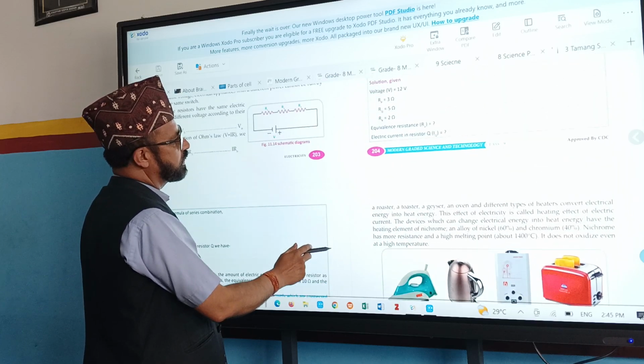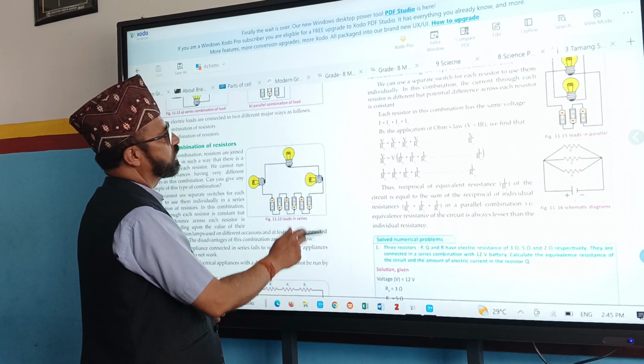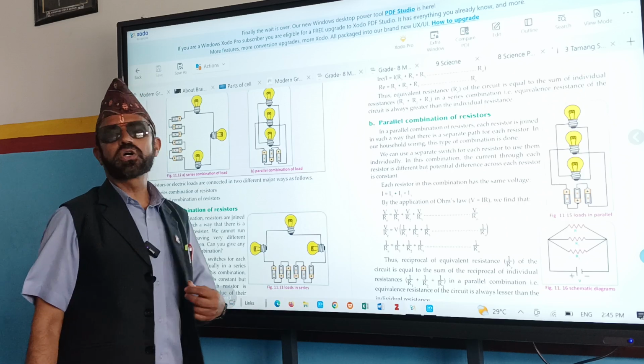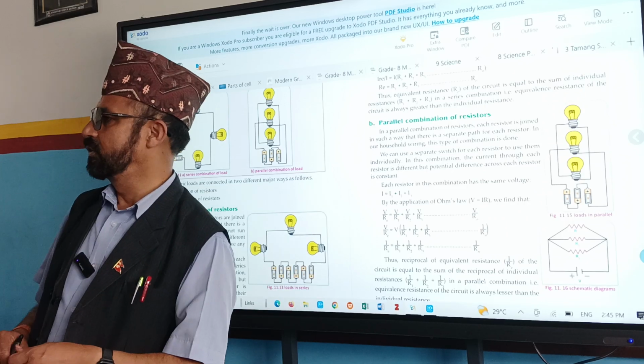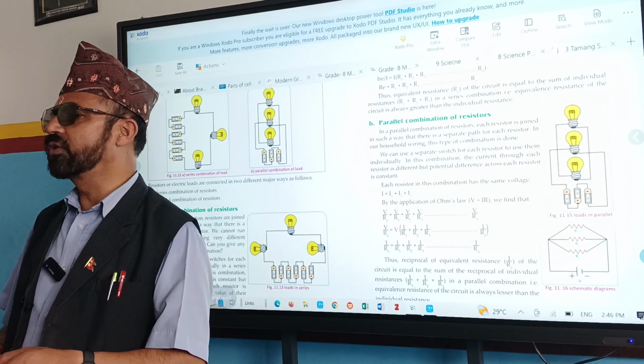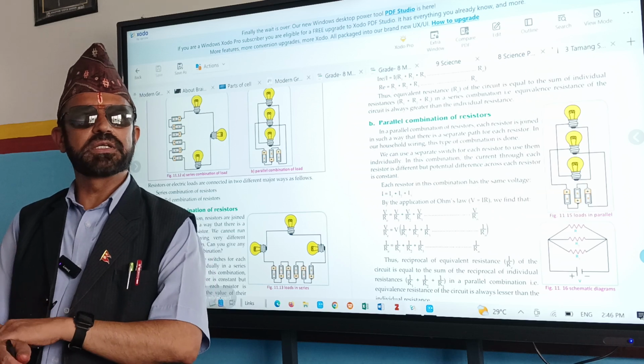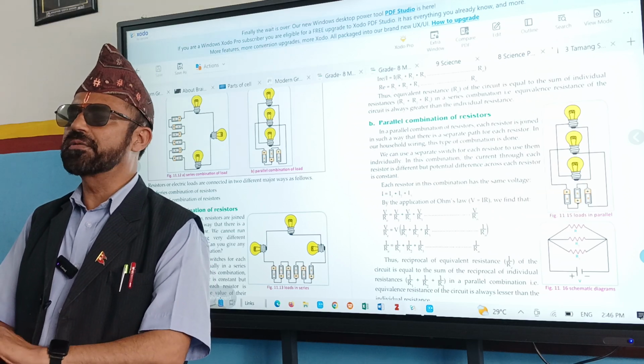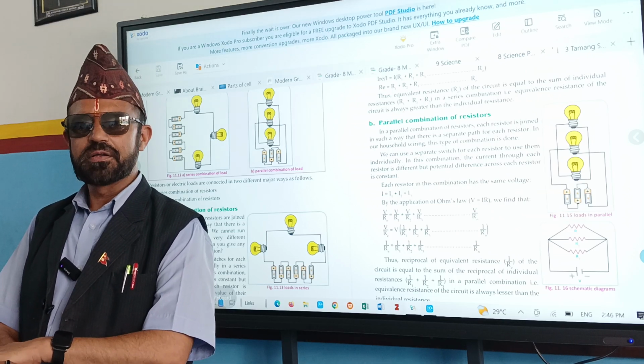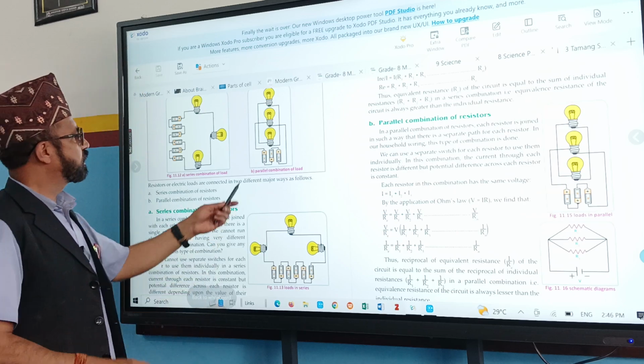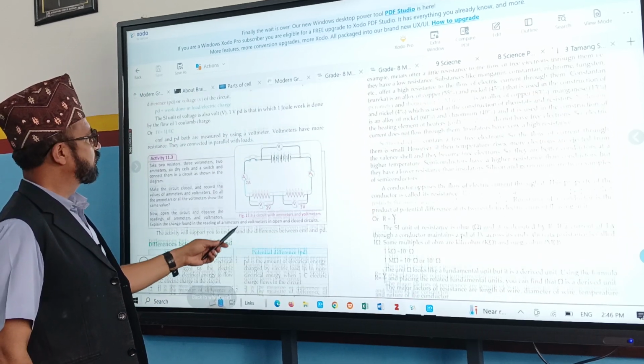Okay, today in morning time, we remembered and saluted our one guru, George Simon Ohm. George Simon Ohm gave one law. Which law was given by him? Ohm's law. What does Ohm's law state?